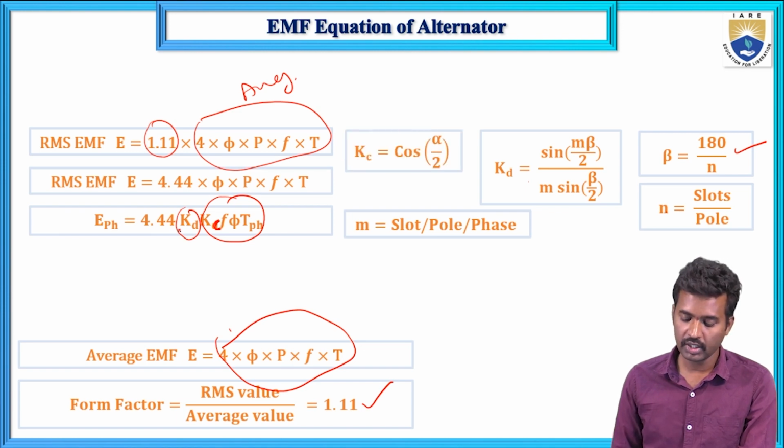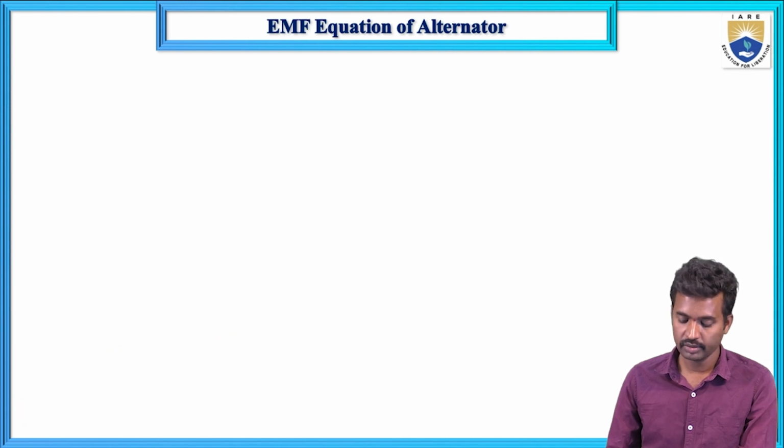And next, Kc equals cos(α/2). This is the Kc, the coil span factor.